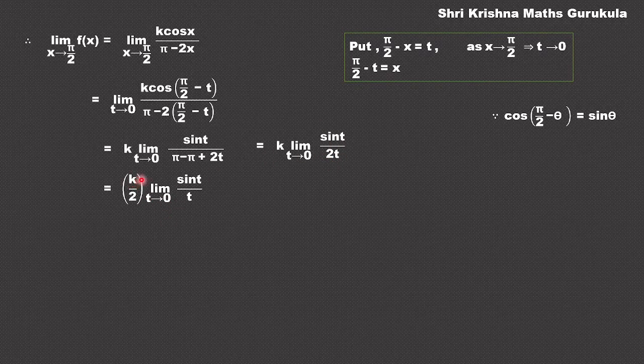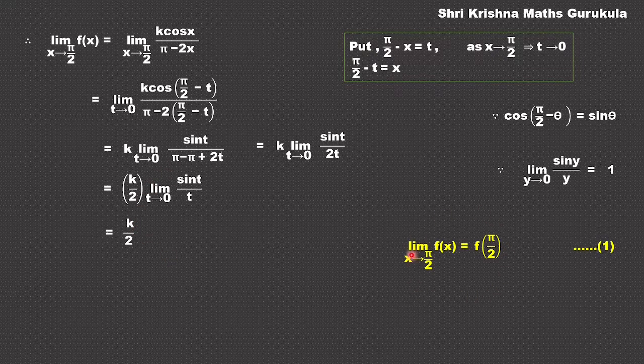We will keep it outside the limit as k by 2 into limit as t tends to 0 of sin t by t. We have learned a standard form in our first PU limits chapter, that limit of sin y by y as y tends to 0 is equal to 1. So this whole term, limit of sin t by t as t tends to 0, is equal to 1. So the limit will be k by 2.